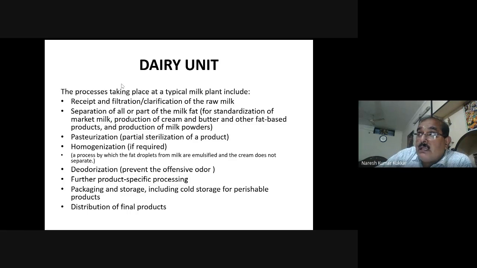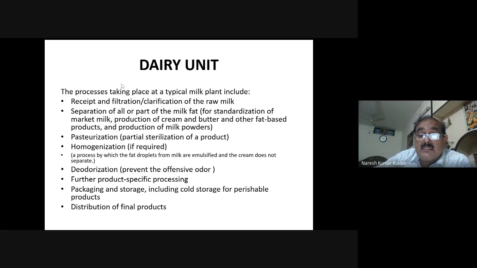Now we know that normal milk in our home doesn't stay longer, but the milk we take from the store has a longer shelf life because of pasteurization. Partial sterilization of the product is done. Then homogenization is done if required.